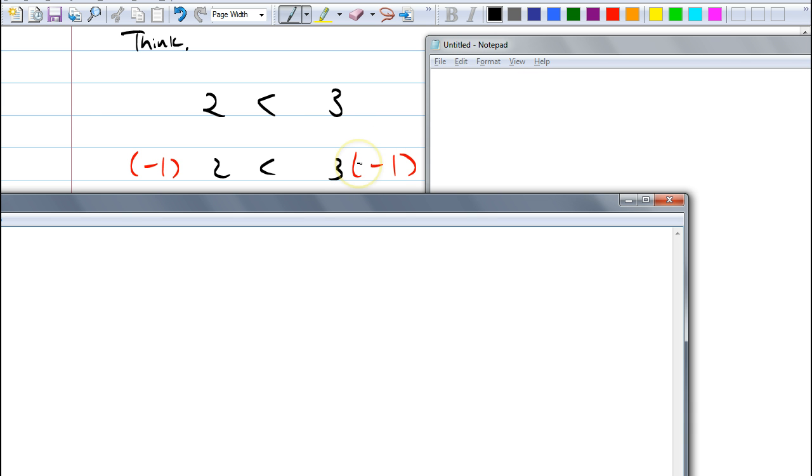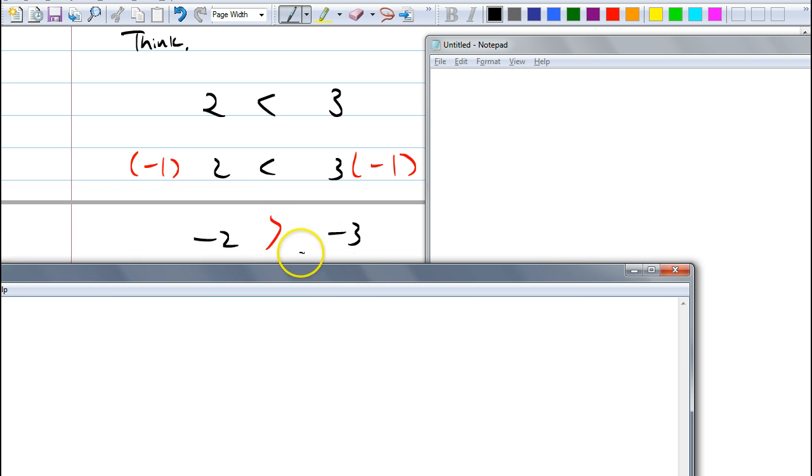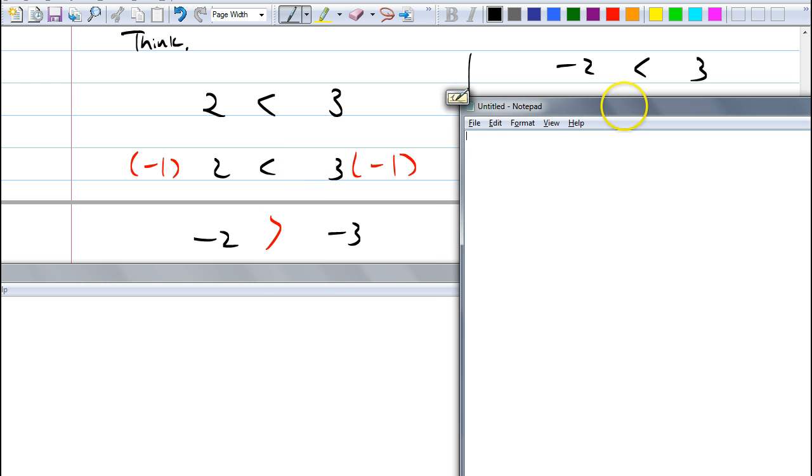Negative 3. Now, which one is greater? Negative 2 or negative 3? Negative 2. You see, if I don't reverse it, the statement will be false. Does that make sense? Do you see why we need to reverse? Okay. Right? This is the same example if I were to divide both sides by negative 1. You see the same thing would happen. Does that make sense?